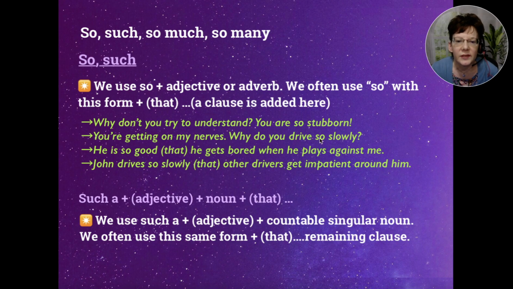Why do you drive so slowly? And then he is so good that he gets bored when he plays against me. And then there's John drives so slowly that other drivers get impatient around him. Okay, so it's kind of like an intensifier here. And then we have such a plus an adjective plus noun, and we can also use that. So we use such a plus adjective plus a countable singular noun. We often use this same form, and we can use that and then plus the remaining clause.